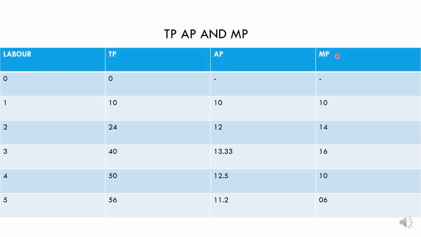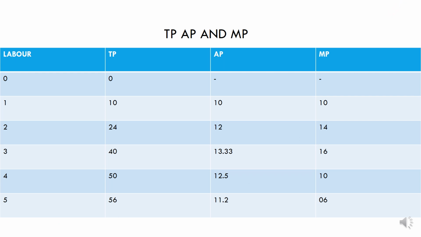In the same way, we take the marginal product. The formula for marginal product is TP n minus TP n minus 1. Total product of n minus total product of n minus 1. So here, 24 minus 10, 14; 40 minus 24, 16; 50 minus 40, 10; 56 minus 50, 6. So this is our marginal product. I hope it's clear with the TP, AP and MP.